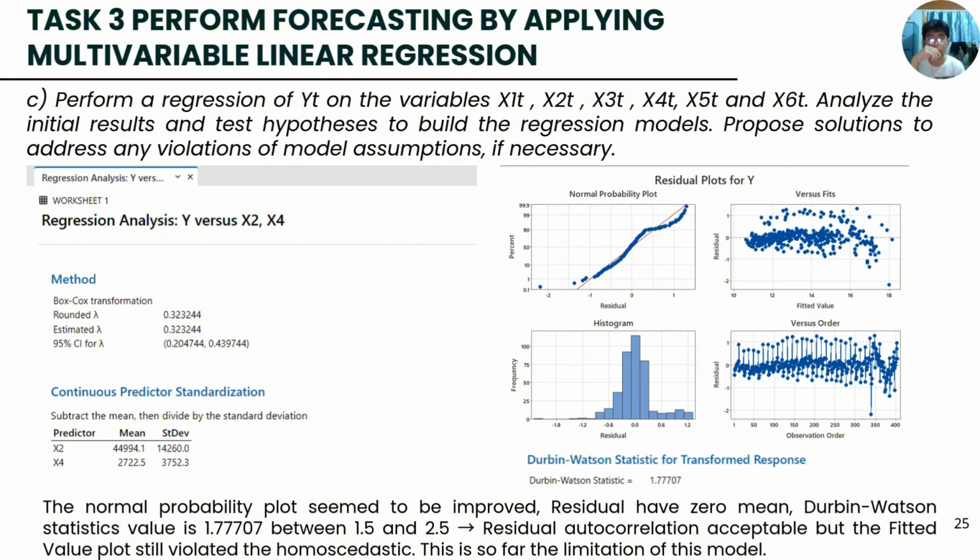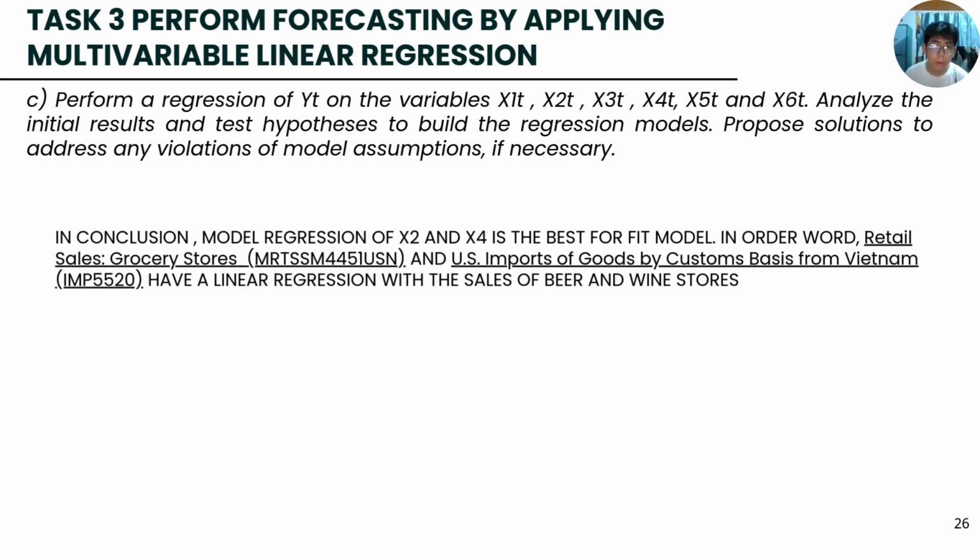Residuals have zero mean. The Durbin-Watson statistic is approximately 1.78, which means the residual autocorrelation is acceptable. But the fitted value plot still violates the homoscedasticity, and this is so far the best fitted model. So in conclusion, the regression model of X2 and X4 is the best fit model so far. Or in other words, the retail sales of grocery stores and the US input costs by customs with basis from Vietnam have a linear regression with the sales of Y stores.